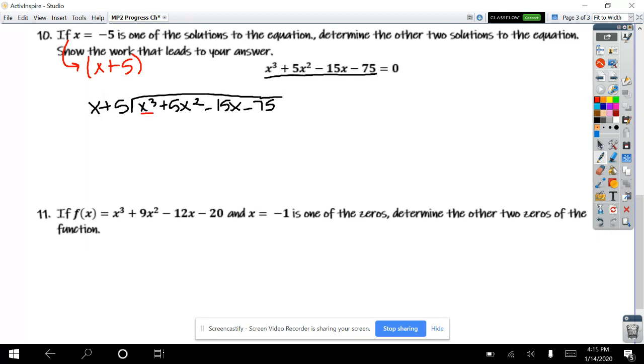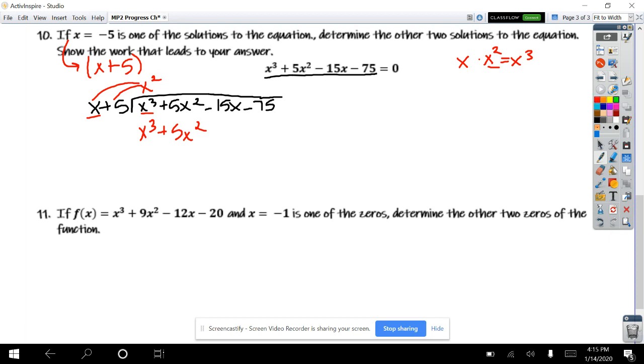So the first step is look at the first term on the outside and the first term on the inside. I need to figure out x times what gives me x to the third. That would have to be x squared. x times x squared is what gives me x to the third. So my x squared goes on top. Now I need to multiply. So I multiply x by x squared and 5 by x squared, and it goes below. x times x squared gives me x to the third. 5 times x squared gives me 5x squared.